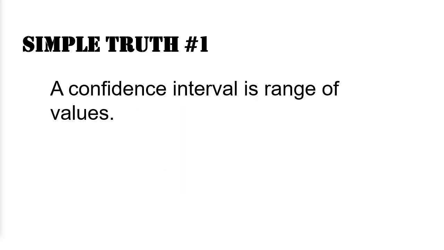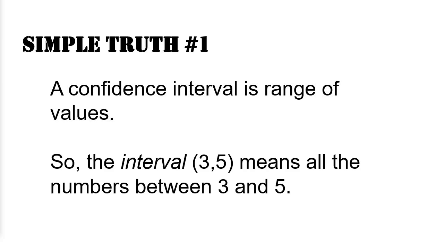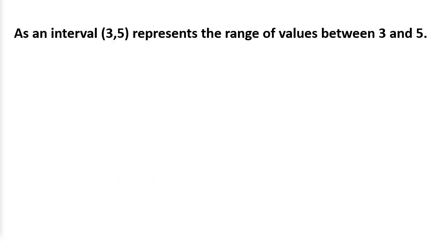All right, take it easy. I'll explain. So again, a confidence interval is a range of values. So the interval 3 comma 5 means all the numbers between 3 and 5. And it's very important that you see there where I have 3 comma 5, I have the parentheses. That's very important. Without the parentheses, you're just making a list, or you're just basically telling your instructor you don't know what's going on.